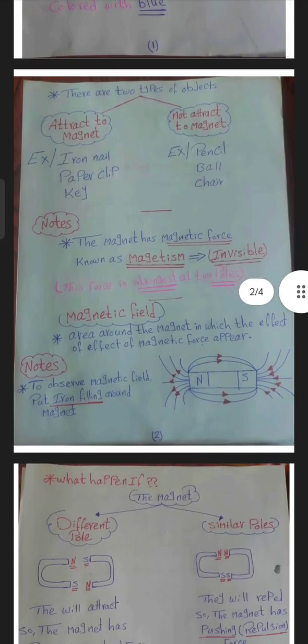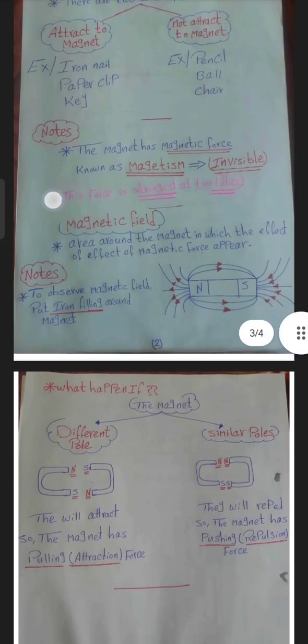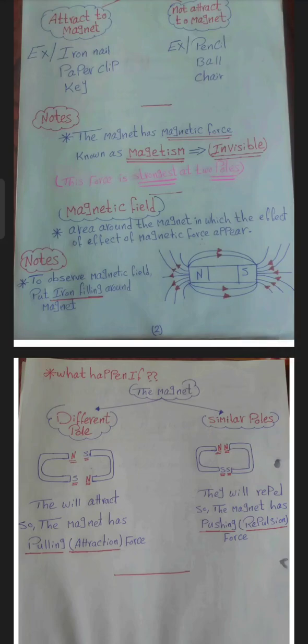Okay. The second point, magnetic field. Repeat after me, magnetic field. Magnetic field is the area around the magnet in which the effect of magnetic force appears. Okay, what is meant by area around the magnet? We have in this note, to observe the magnetic field, put iron filings around the magnet.